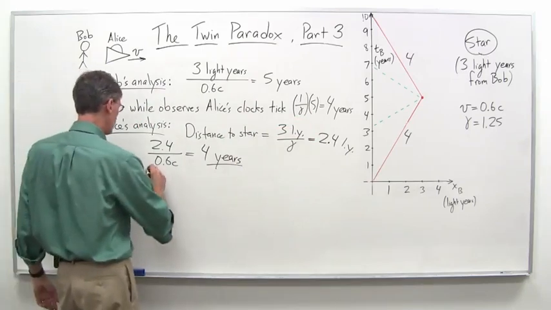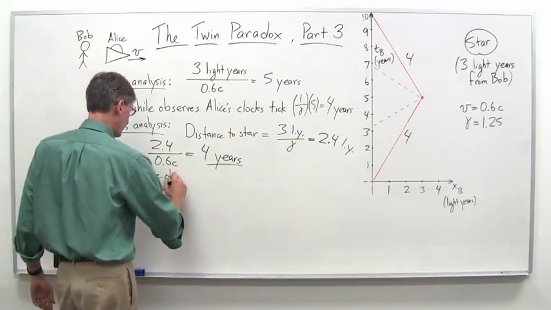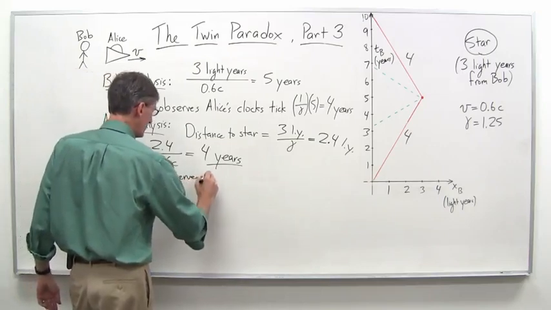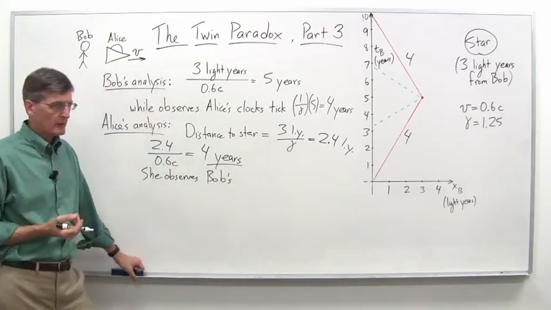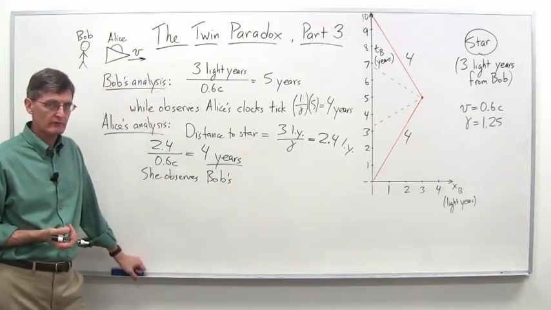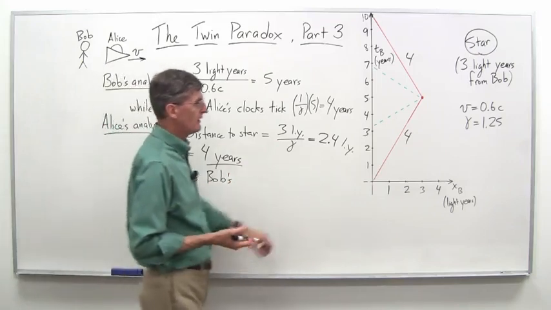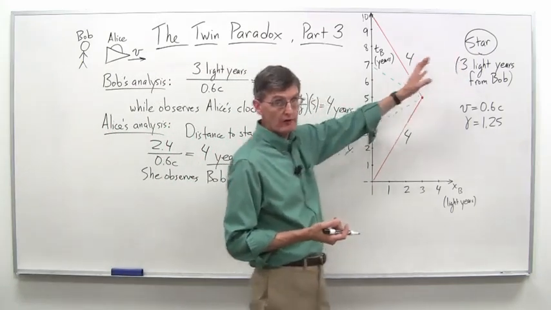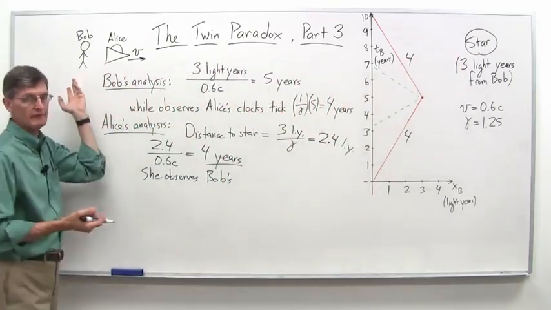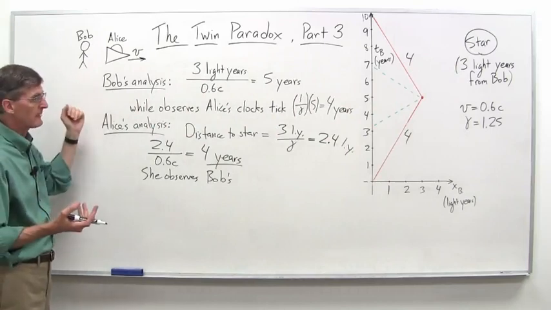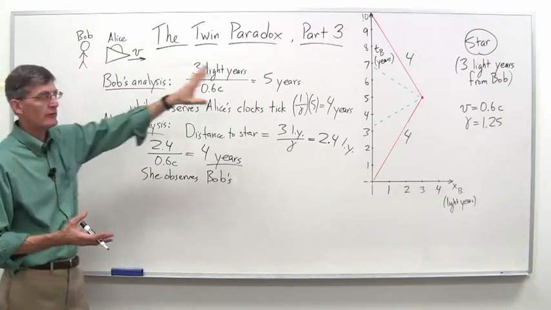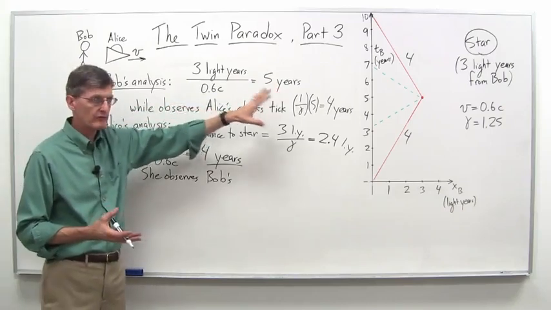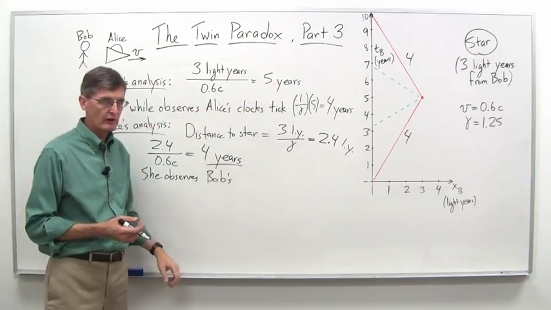Okay, so she observes Bob's. Now we have to be careful here, because really Bob has at least 2 clocks involved that we're going to be interested in. There's going to be a clock at the star and a clock back on, we'll say, his home planet, if he's on a planet here on Earth, say. So got one here, one there. They're both synchronized in his frame of reference. They're part of his lattice of clocks.